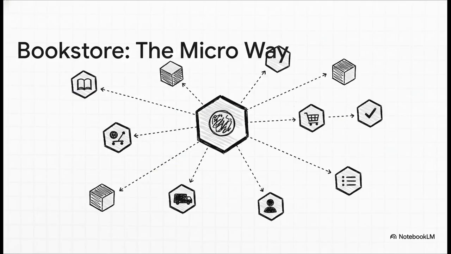Now, check out the microservices way. Instead of a couple of big apps, our bookstore is now a whole network of tiny, specialized services. As you can see here, there's a service just for the book catalog, another one just for the shopping cart, one for orders, one for customer info, another one for shipping. Each one of these is its own tiny, independent application. They all talk to each other, sure, but they can be developed, tested, and scaled all on their own. It's a completely different way to build.